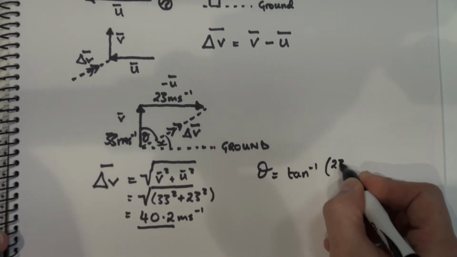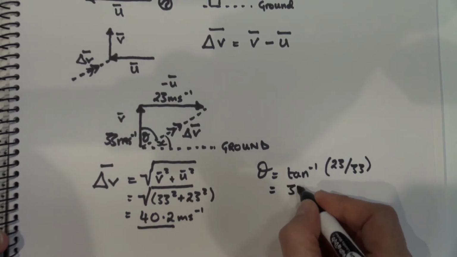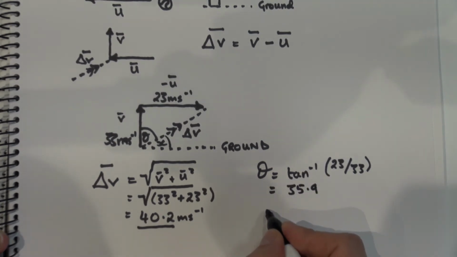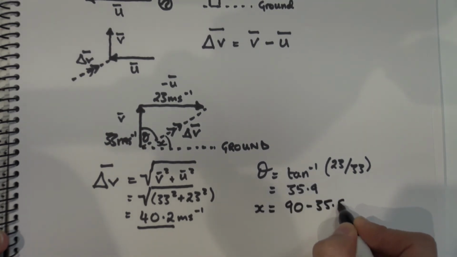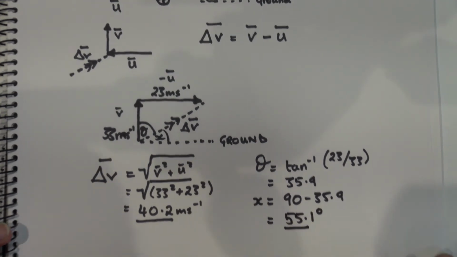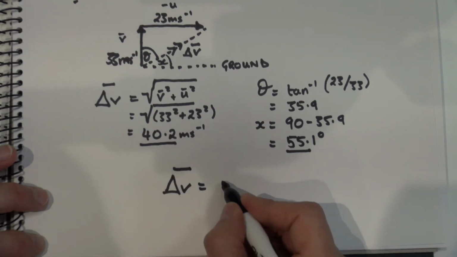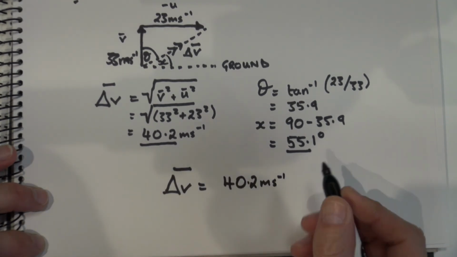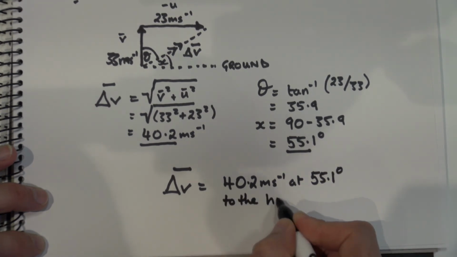Now the angle will be made up of tan, which is opposite over adjacent, which is 23 over 33, which gives me 35.9 degrees. But that's not the angle I want. I want the angle to the horizontal, which is 90 minus this value. So that gives me 55.1 degrees. So my overall change in velocity for the baseball is 40.2 meters per second at 55.1 degrees to the horizontal.